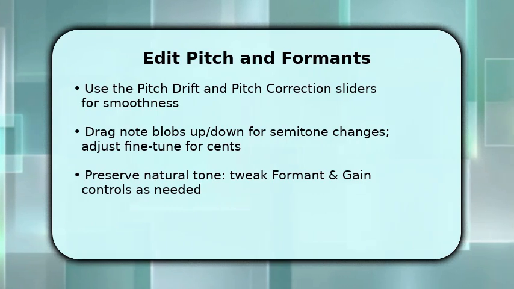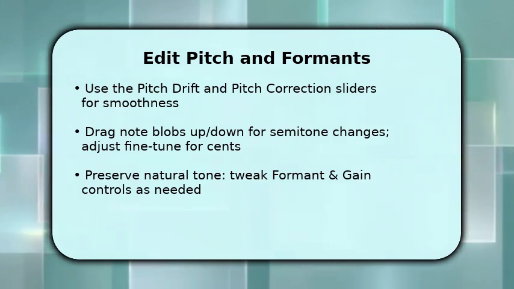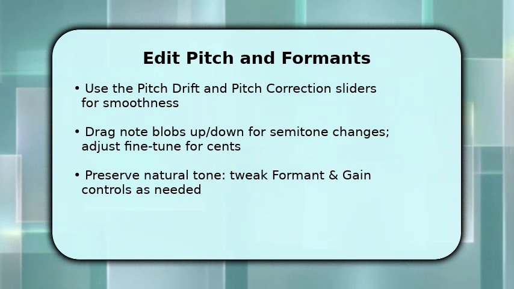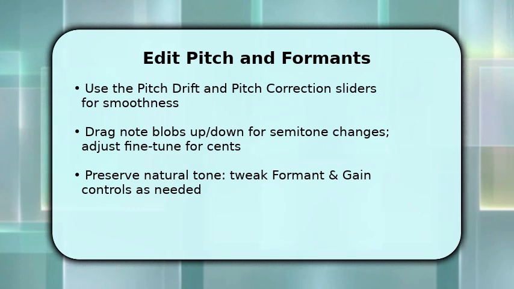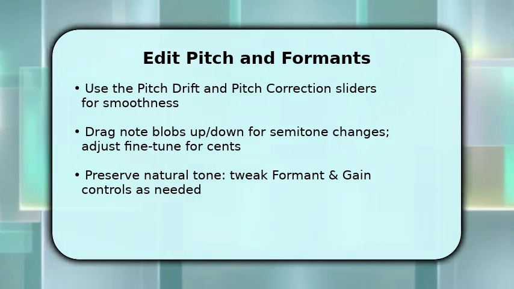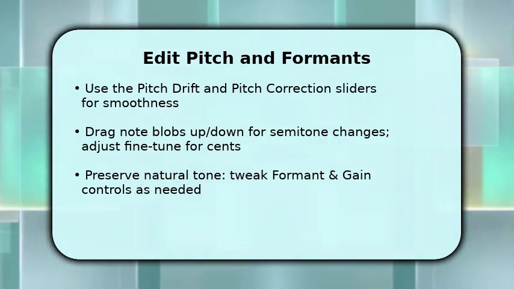If a note starts to sound unnatural, adjust the formant control to retain timbre. This prevents the chipmunk or robot effect. Make incremental moves and listen in context. Use the duplicated track to switch back instantly if a change feels wrong.